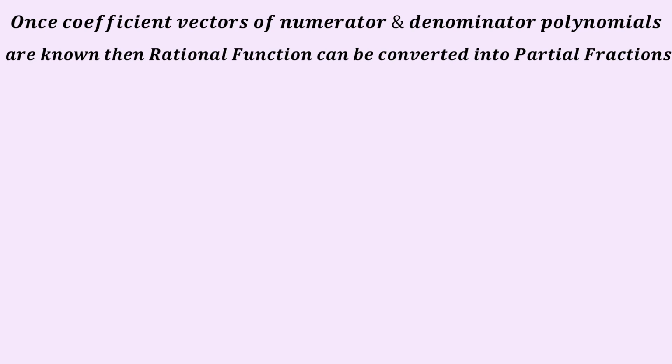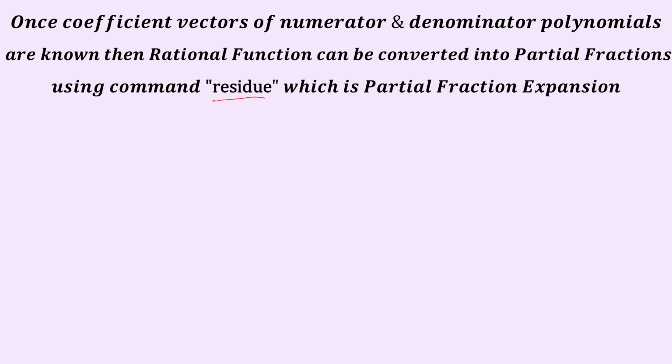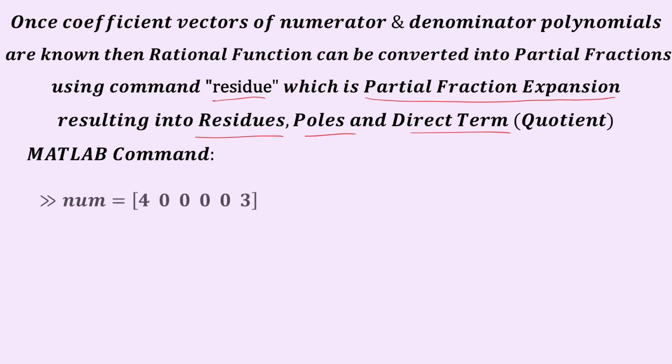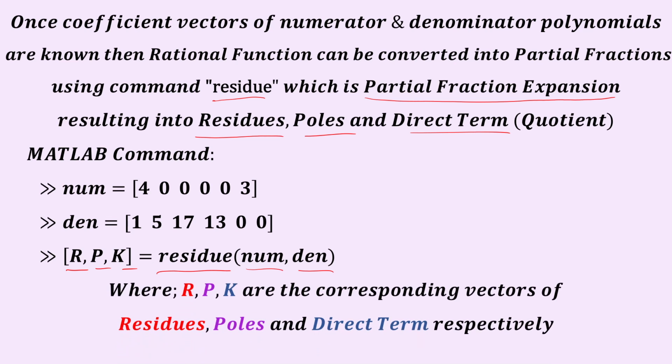Once the coefficient vectors of the numerator and denominator polynomials are known, the rational function can be converted into partial fractions using the command residue. So residue is basically partial fraction expansion, and it results in residues, poles, and direct terms. The MATLAB command for this process will be residue, and the input arguments will be the numerator and denominator polynomials, while the output arguments are r, p, k, where r, p, k are the corresponding vectors of residues, poles, and direct term K respectively.